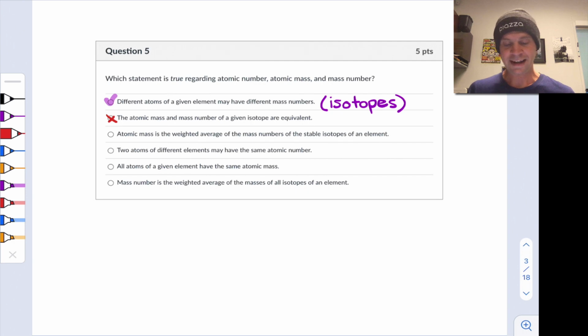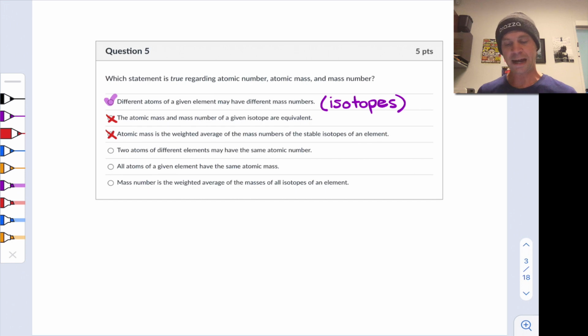Atomic mass is the weighted average of the mass numbers of the stable isotopes of an element. Not exactly true, and this one may be a little bit subtle. What's described here is the average atomic mass, not atomic mass referring to a single specific isotope as we just described in the previous statement.